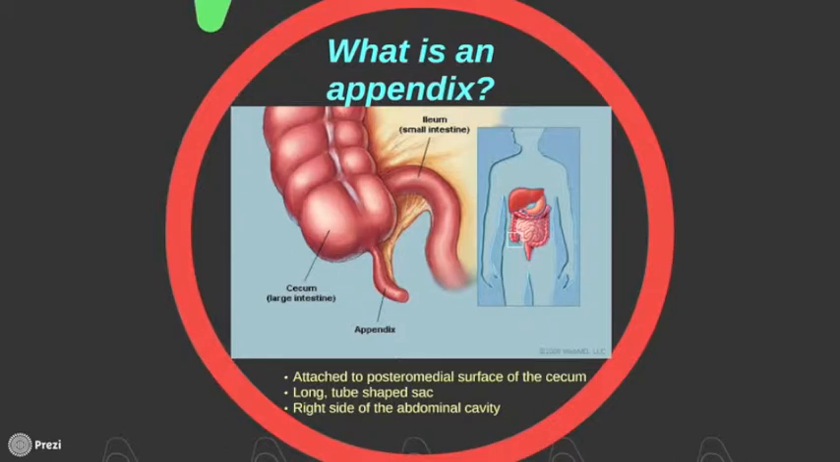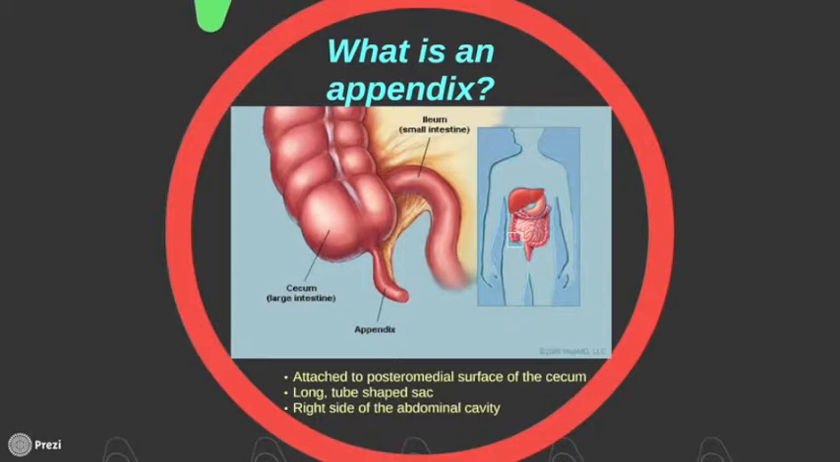Appendicitis is caused when the opening of the appendix is blocked. Your patient asks what the appendix is. You tell the patient that the appendix is a long tube-shaped sac that arises from the inferior tip of the cecum, which is known to be the beginning part of the large intestine.